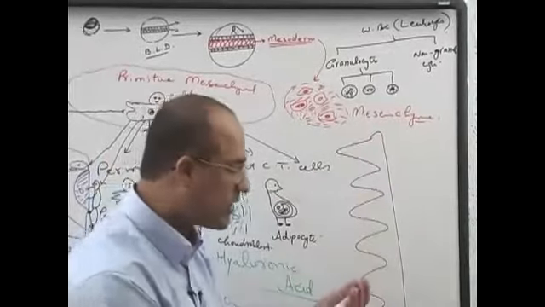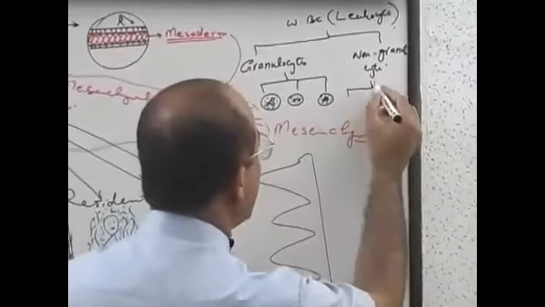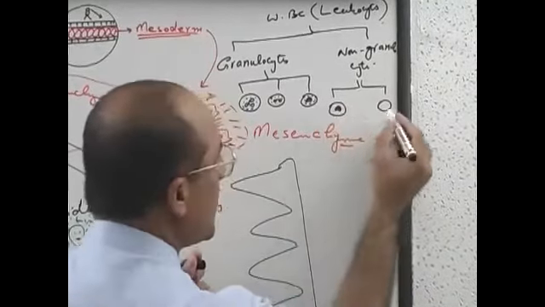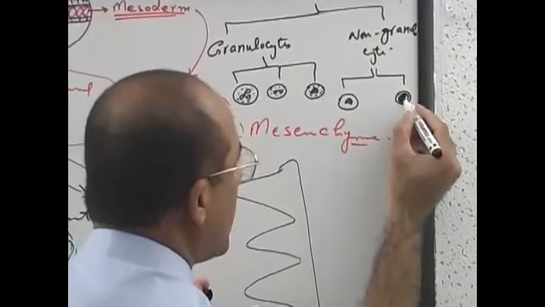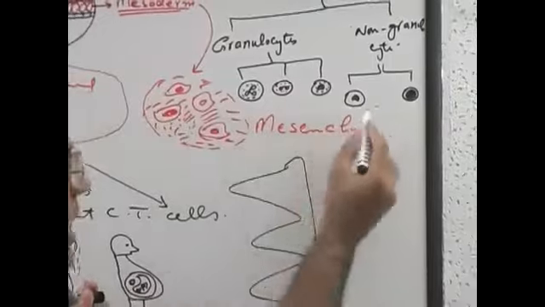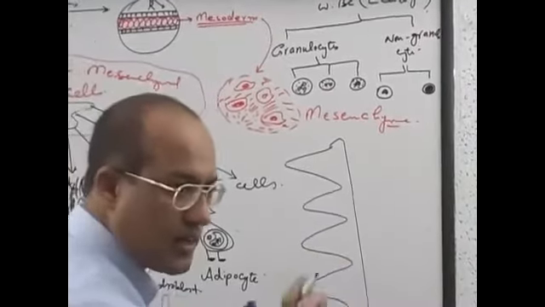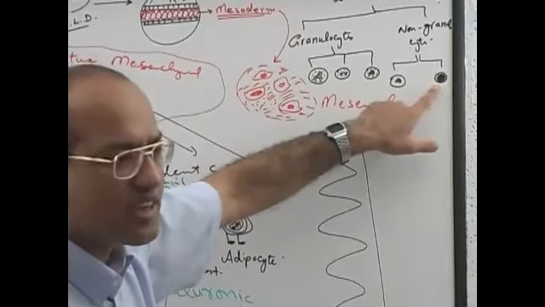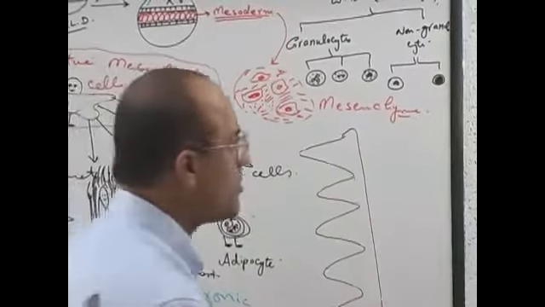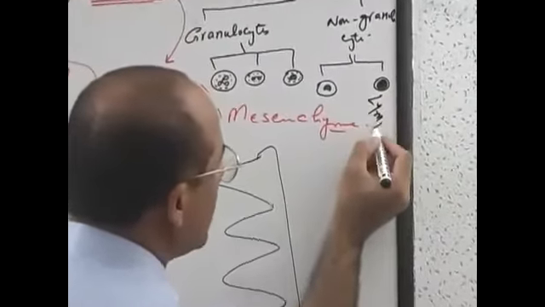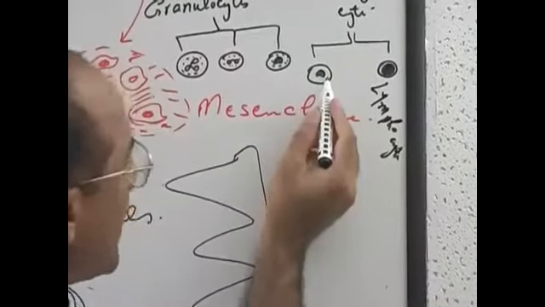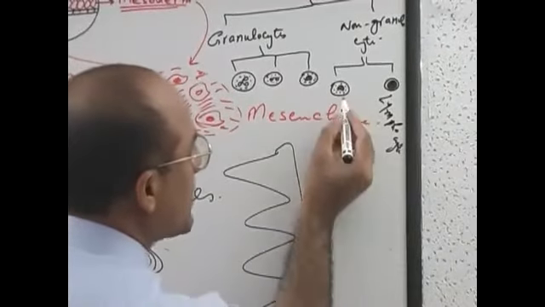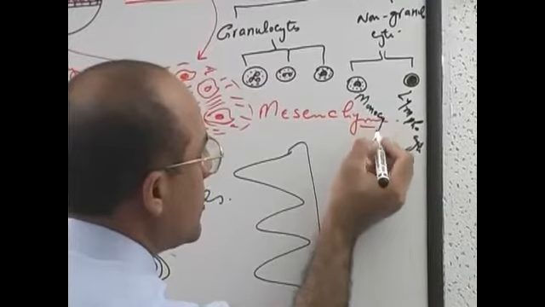And the others are non-granulated white blood cells. Non-granulated white blood cells are divided into two. One has a kidney-shaped nucleus, the other has a nucleus which almost fills the cell. These features you must know because they help you to recognize the cells. Any white blood cell which is full of nucleus and very little cytoplasm is called lymphocyte. And a white blood cell with a kidney-shaped nucleus and some granules which are not specific is called monocyte.